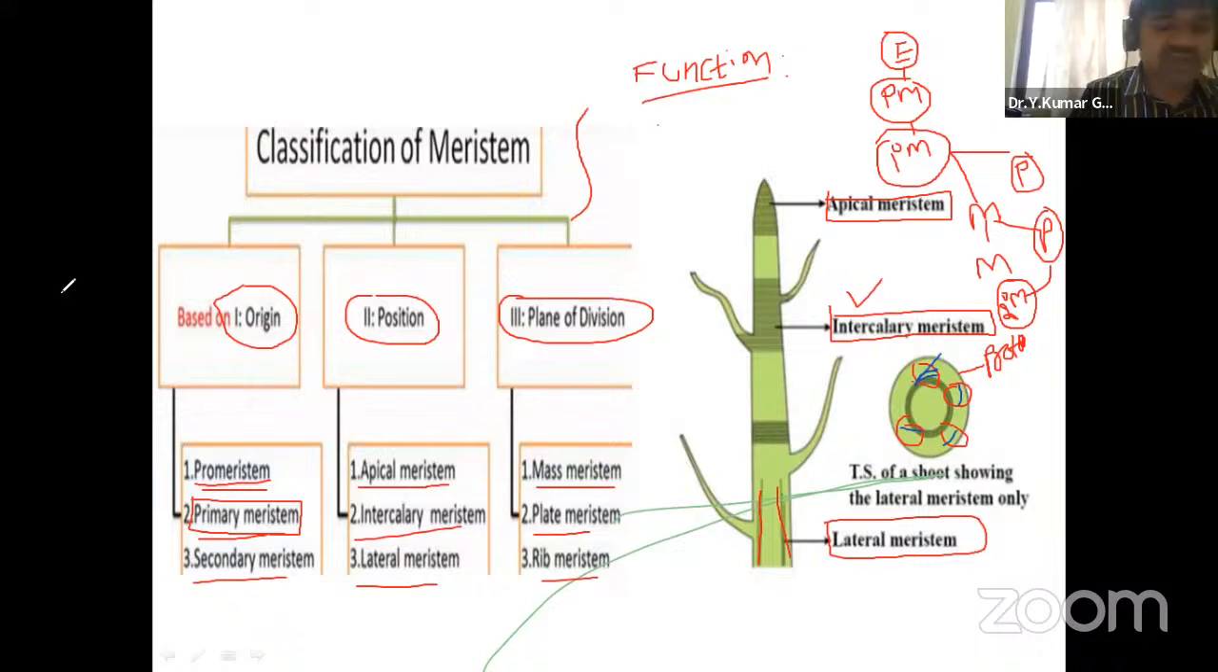Alongside the stem, parallel to the surface. Example, vascular cambium in gymnosperms and angiosperms. This is the vascular cambium in the vascular bundle. As it is positioned at the lateral side, it is called lateral meristem. And what is the function of lateral meristem?